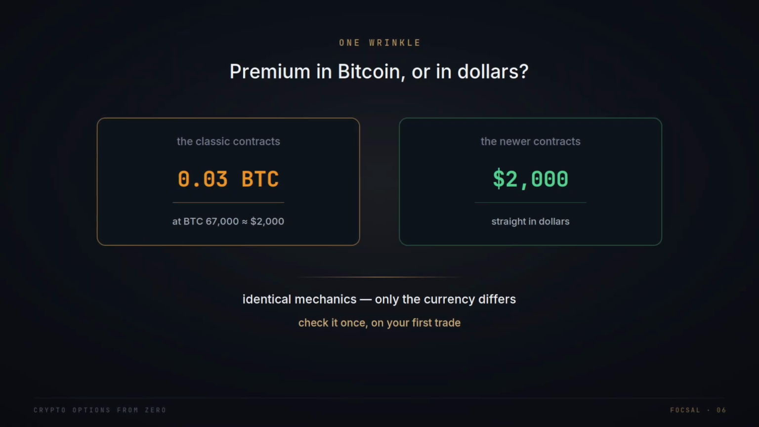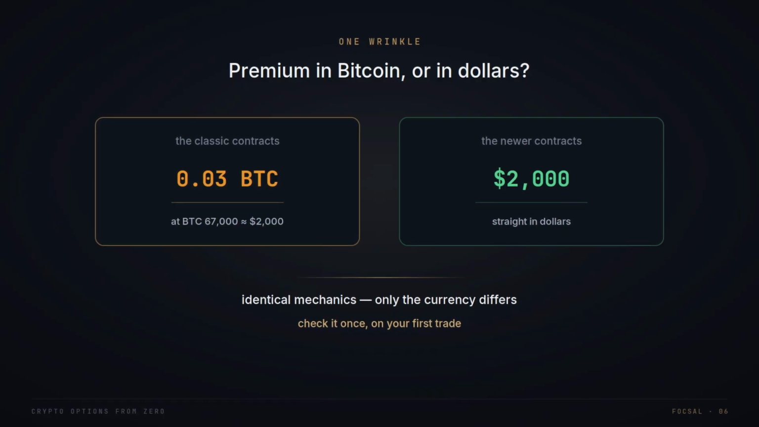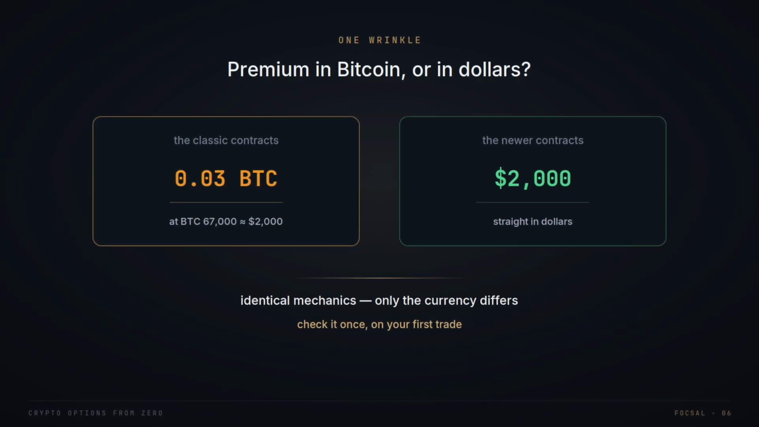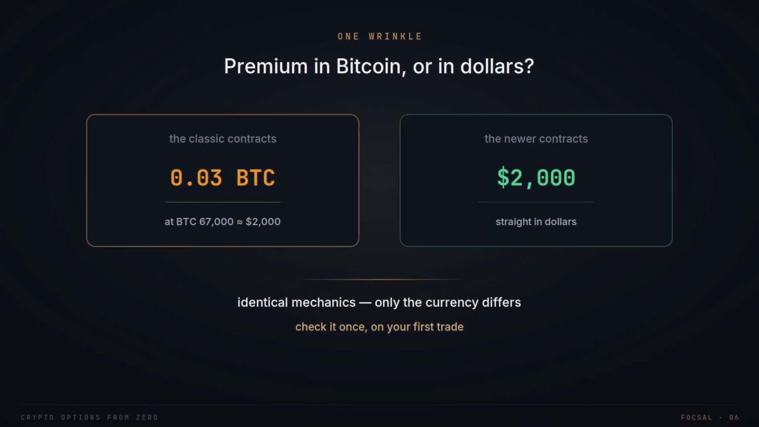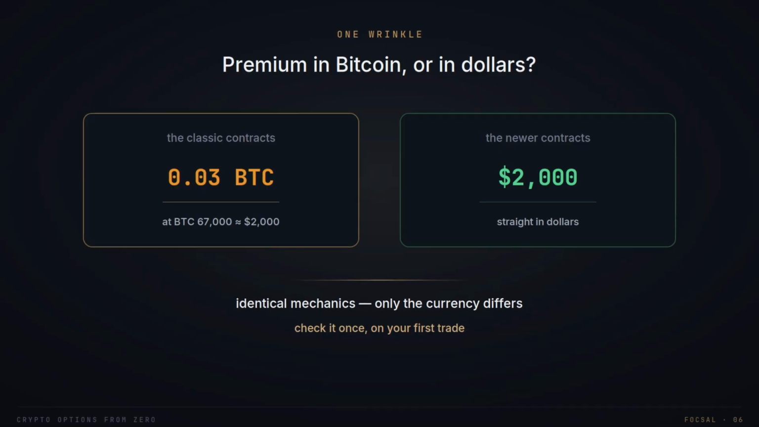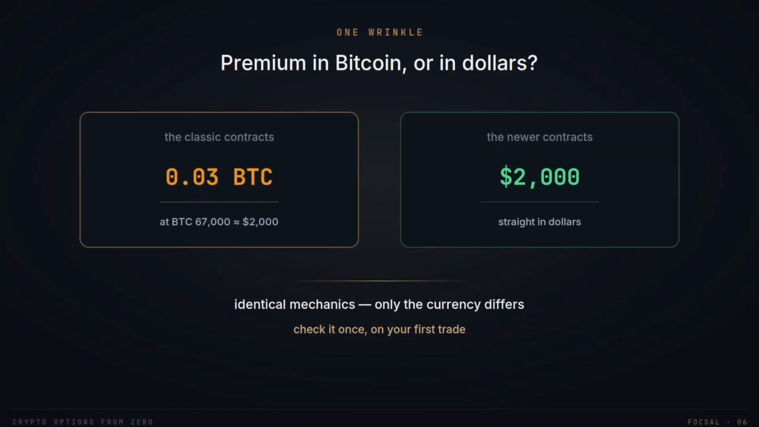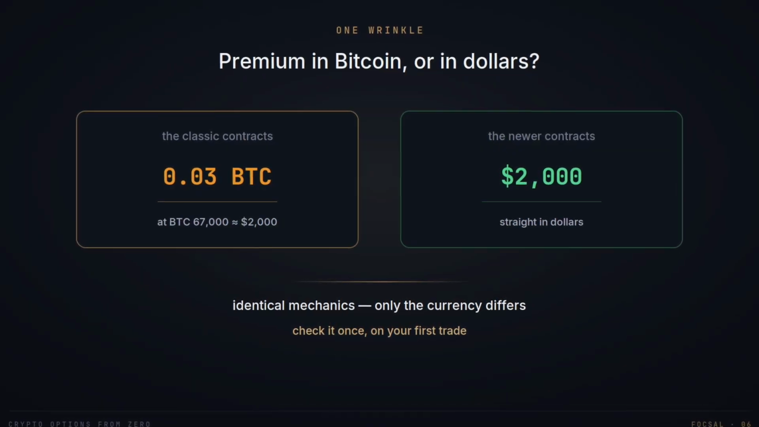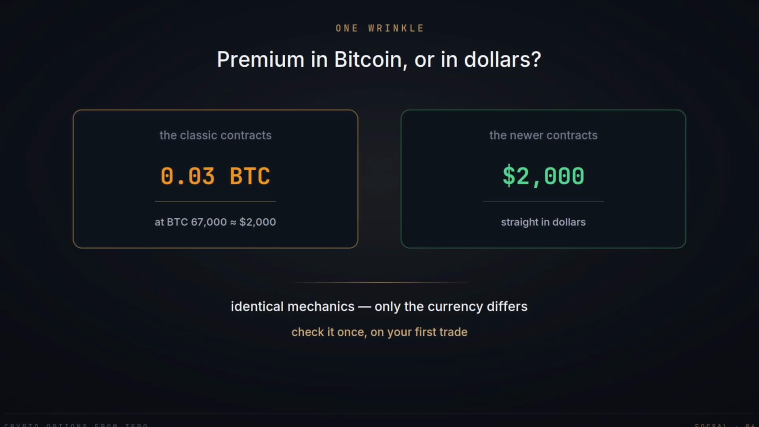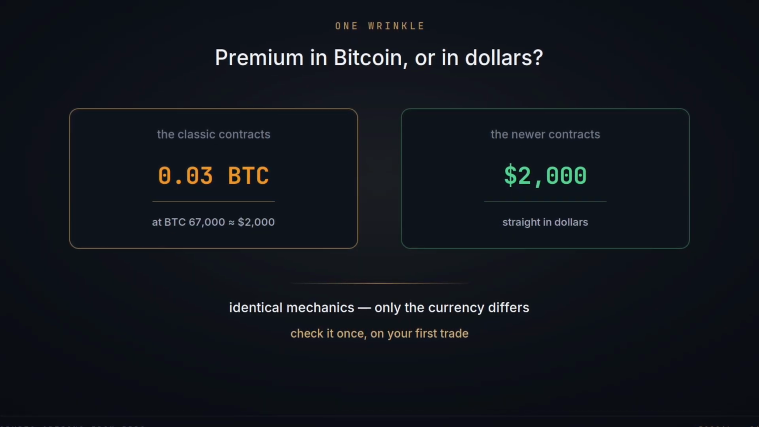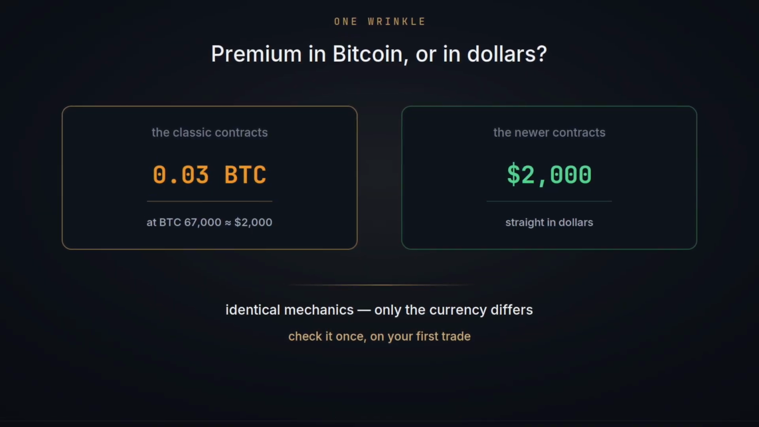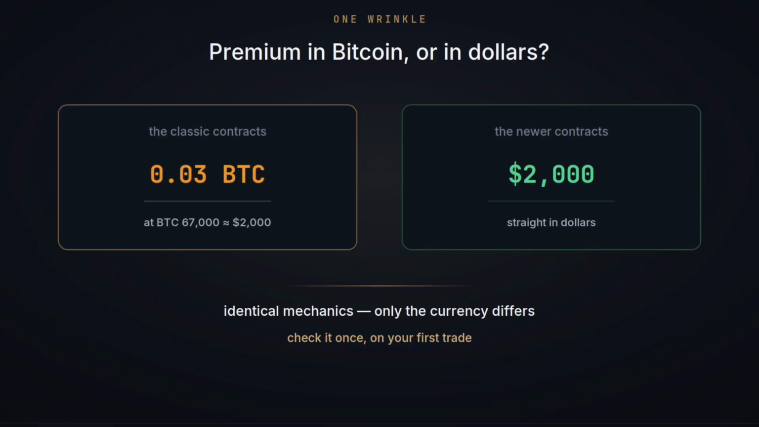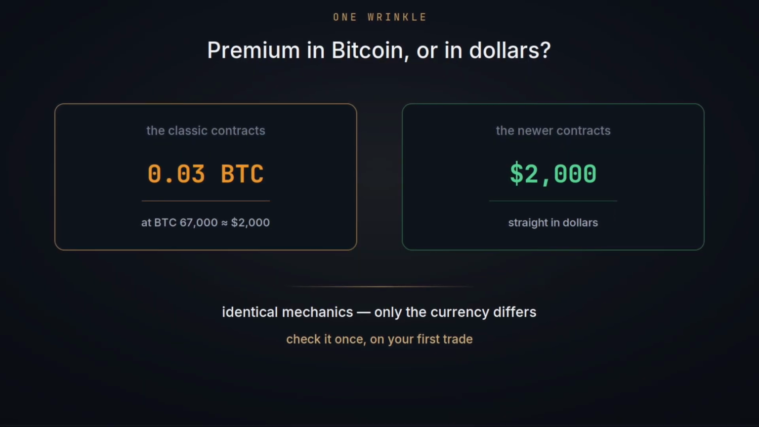One wrinkle worth knowing. On Deribit, the classic contracts quote the premium in Bitcoin, not dollars. You see 0.03. That's 3/100ths of a Bitcoin, which at 67,000 is around $2,000. The newer contracts quote straight in dollars. The mechanics are identical. The only difference is the currency your profit and loss shows up in. Check this once, on your first trade. After that, you won't have to think about it.